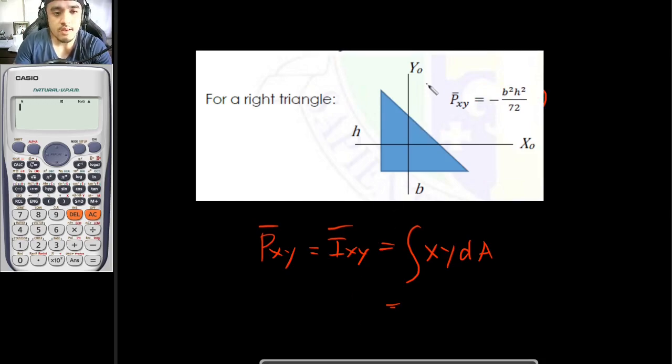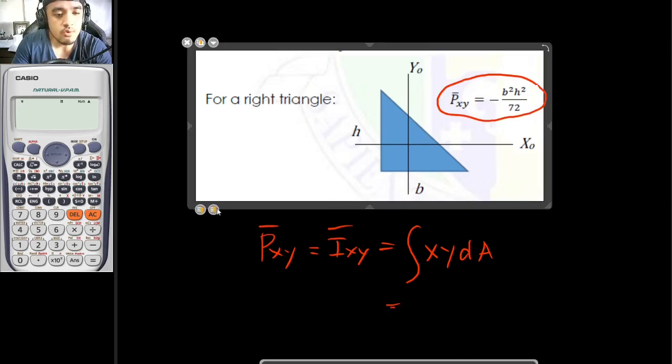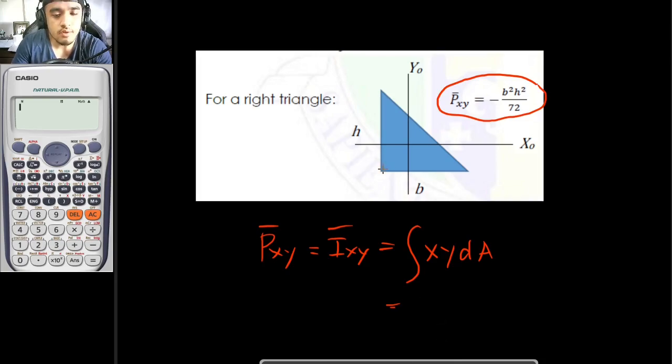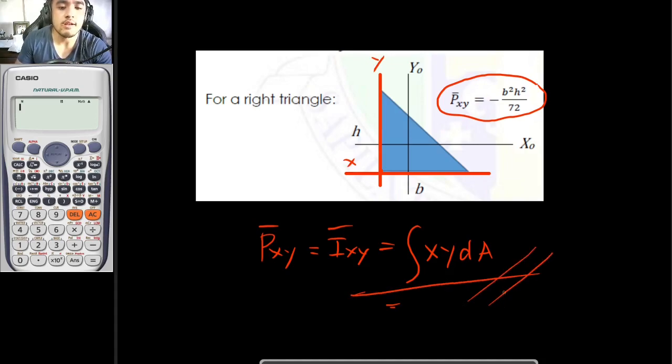But once again, this answer would just give you the product of inertia about your centroid, which is this one right here. But what if the axis that you want to solve for is this one right here? For example, you want to solve for the product of inertia about this point. So this is the axis that you would be considering. This is your x-axis and this is your y-axis. If you use this formula, you can directly solve for the product of inertia at this point right here.